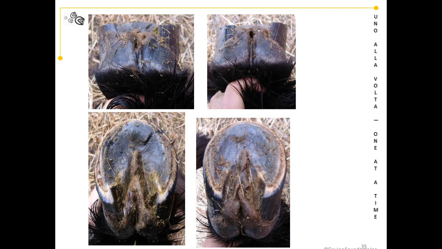Here you see such an example again. This horse has really a lot of challenges from the trim paradigm. Very high bars that run far forward, very high heels. When you look here and here and here and here, they are really high. The bars are high on both feet.